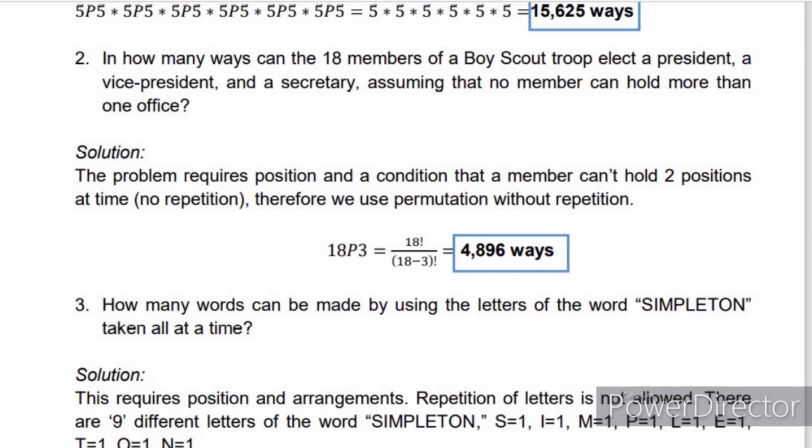The condition is that a member cannot hold 2 positions at a time, meaning there should be no repetition. Therefore we use the permutation without repetition. The formula is this. As you notice, 18 is equal to n in our formula, P is permutation, and 3 is equal to r. So it is 18 factorial over the factorial of the quantity 18 minus 3, which equals 4,896 ways.